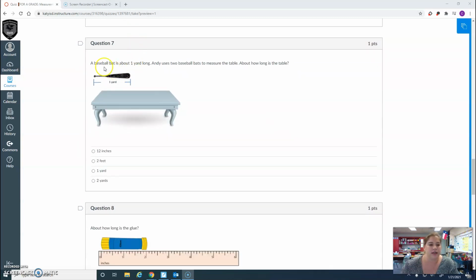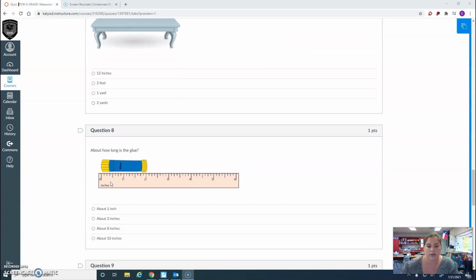Question 7. A baseball bat is about 1 yard long. Andy uses 2 baseball bats to measure the table. About how long is the table? 12 inches, 2 feet, 1 yard, or 2 yards.